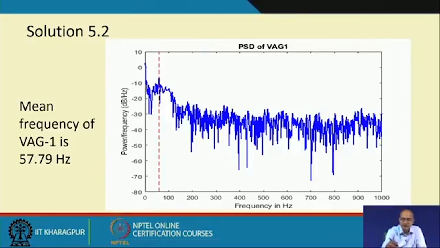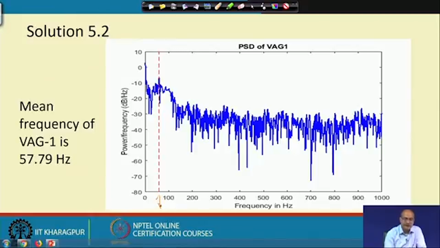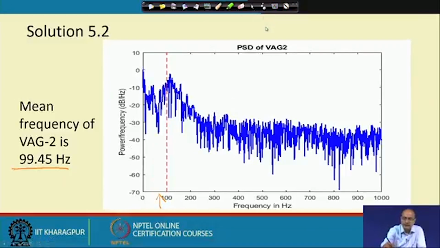For the VAG1 the mean frequency is coming here, 57.79 hertz. Okay. And for the next one, that is VAG2, we get that mean frequency at 99.45. So, the mean frequency for the second VAG signal, VAG2, is higher. Okay. That is what we have noticed.